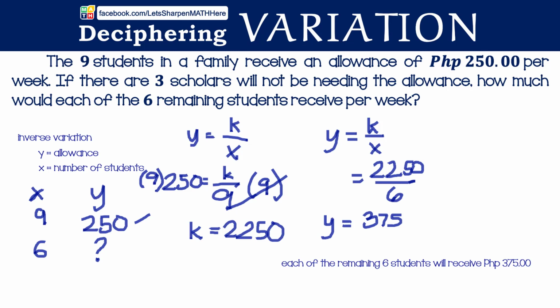And you could again check your answer by looking into the concept of inverse variation, that when you look at the number of students who will be needing the allowance from 9 to 6, so it was fewer than 9, you could see the allowance from 250 pesos to 375 pesos, it increased. That's a concept for inverse variation.